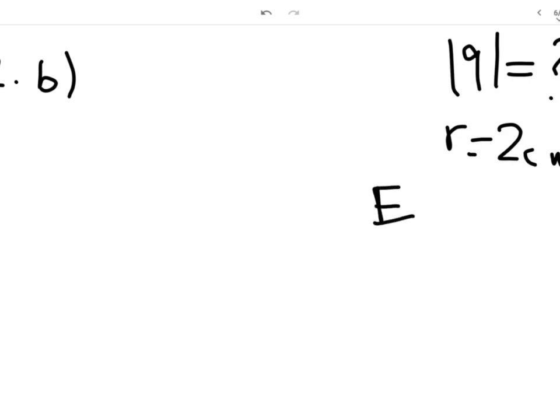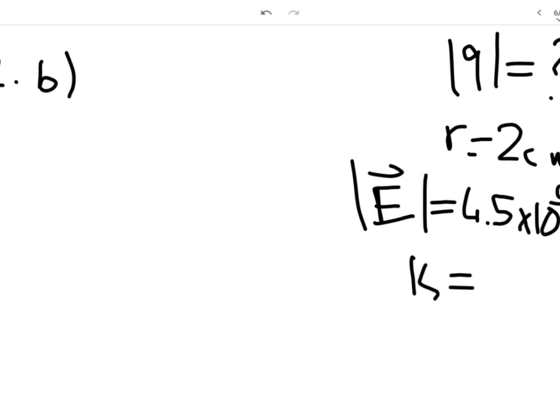Number 2, part B says the electric field caused by certain charge at a distance 2 meters from the charge is 4.5 times 10 to the power of 5 Newton per coulomb away from the charge. What is the charge? So you need to find Q. You have the distance equals 2 centimeter. You have the electric field. The magnitude is 4.5 times 10 to the power of 5 Newton per coulomb. And you also have the proportionality constant K. It's 9 times 10 to the 9.